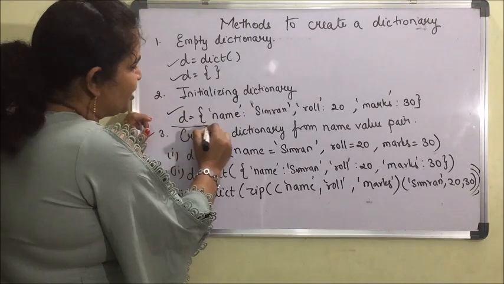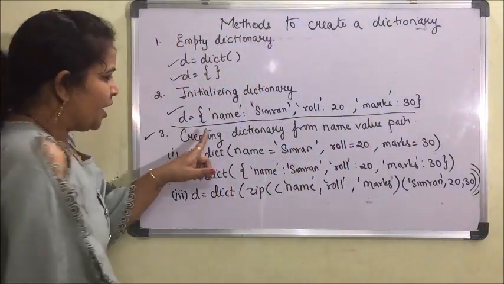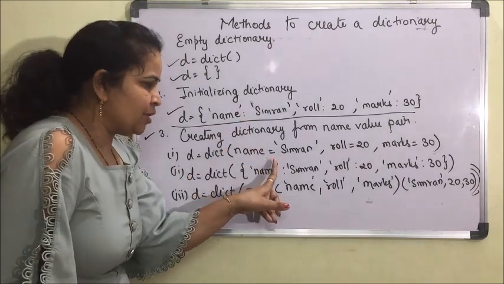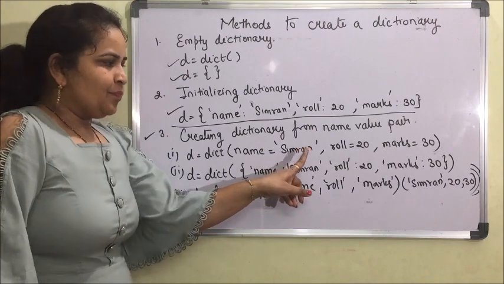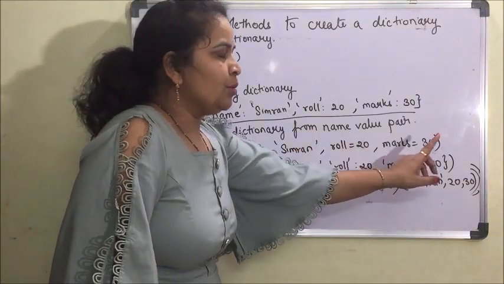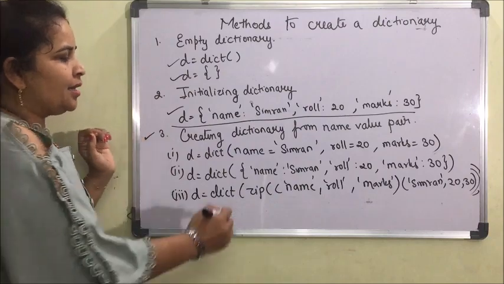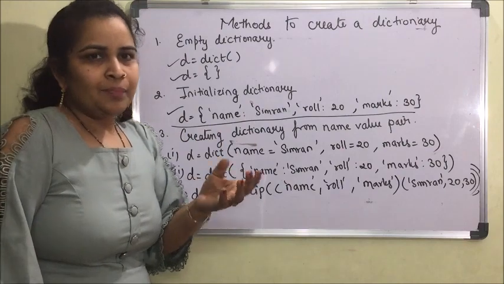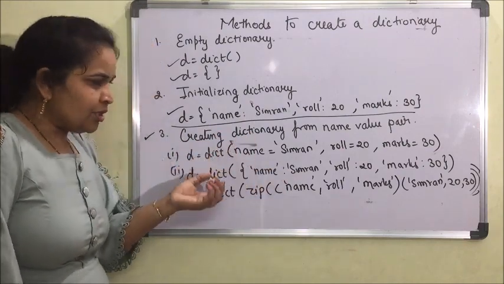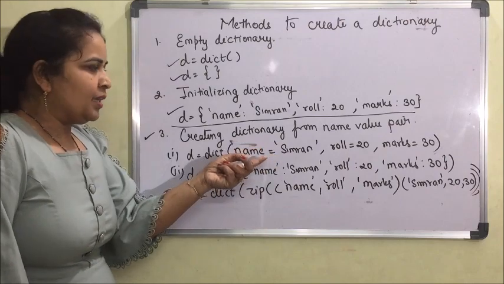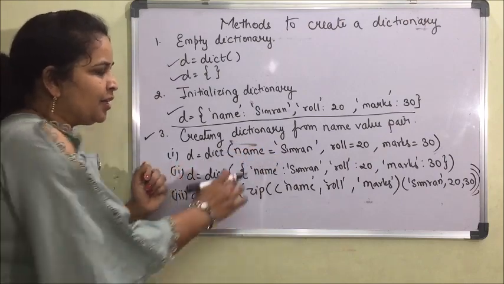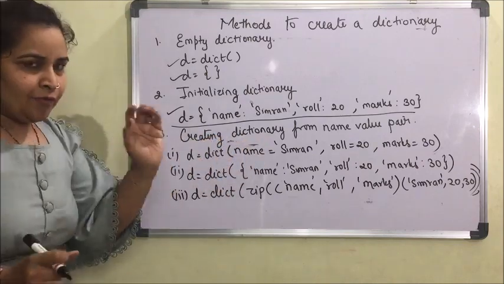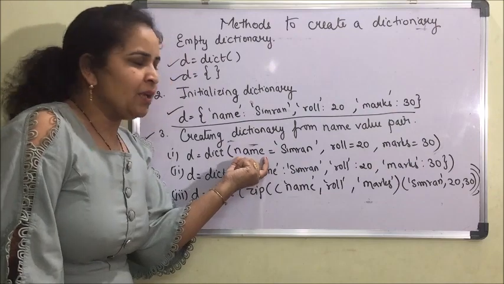That function you can see here. If we want to create the same dictionary, the key is name. Rather than using a colon, we can directly use equal to Simran, roll equal to 20, marks equal to 30. Now you can see that inverted commas are not needed in this case. So when we are using the dictionary keyword and using equal to, we don't need inverted commas, we don't need to specify that it is a string type.